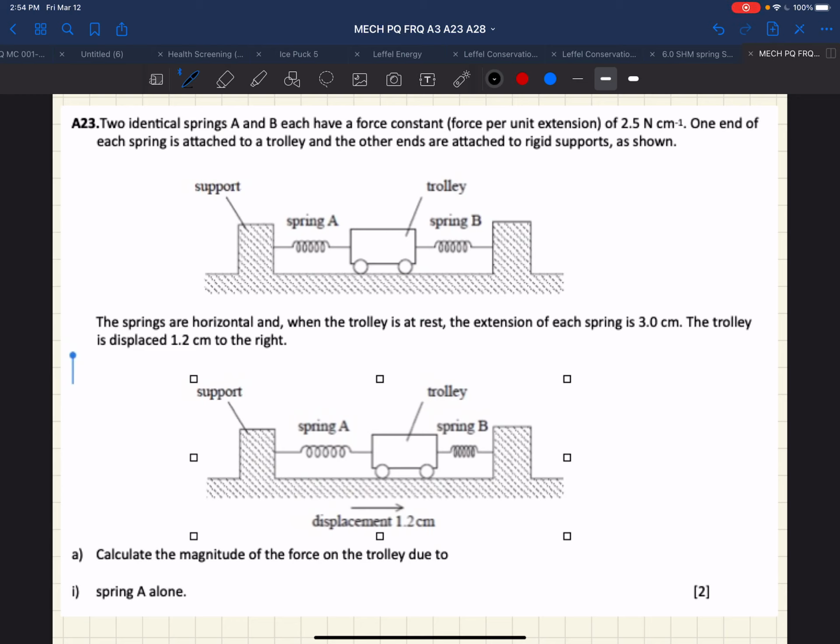In this question, we have two springs, A and B, and we are given a spring constant, K, of 2.5 newtons per centimeter. They're attached rigidly and horizontal. When they're at rest, the extension of each spring is 3 centimeters. So if there is an equilibrium length, this one is stretched, has a delta x equal to 3 centimeters, and this one has been stretched 3 centimeters.